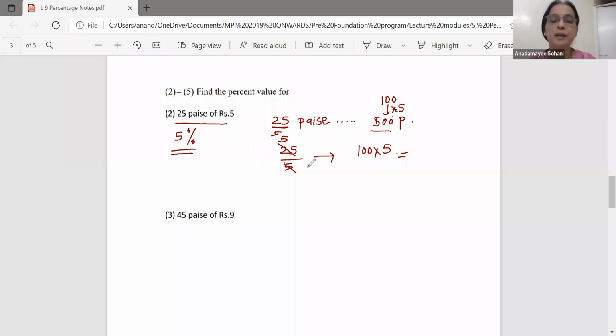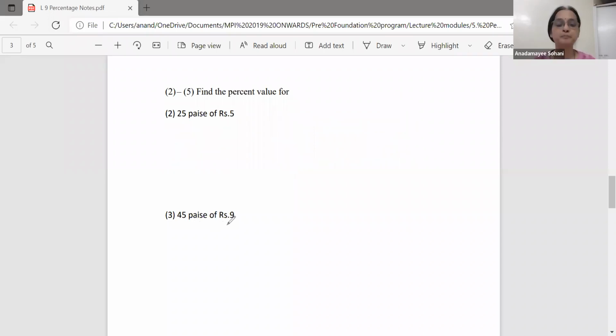Okay, let us go to the second question. 45 paise of rupees 9, similar. Now rupees 9 is 900 paise. So 45 is what percent of 900?